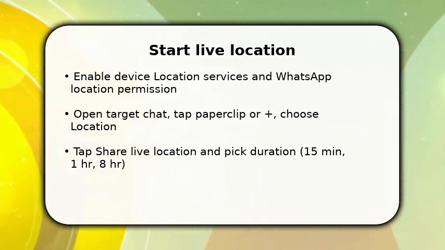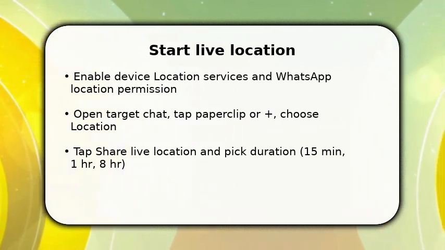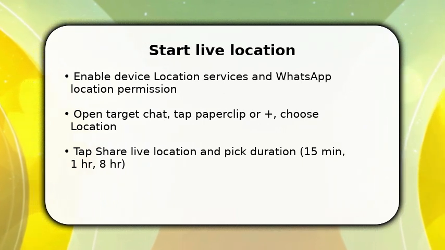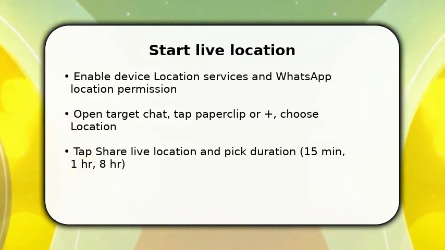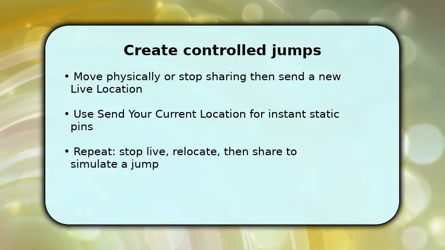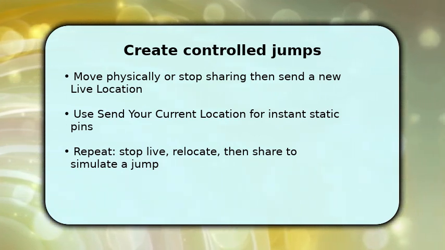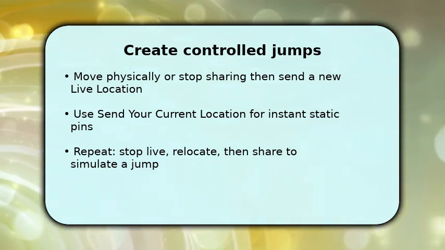To prepare for controlled jumps, keep the map visible and understand that stopping and resending or moving a large distance will create noticeable changes. To make the live location jump in a controlled way, you have two safe options. First, physically move a significant distance and let WhatsApp update. The map will shift naturally.